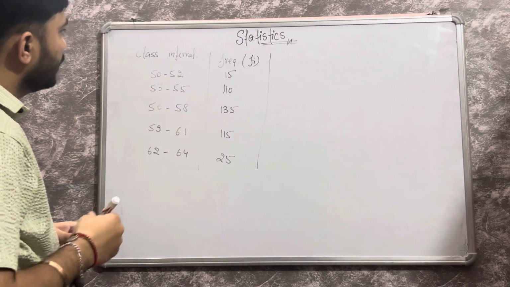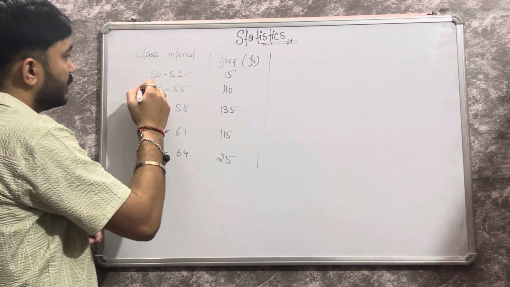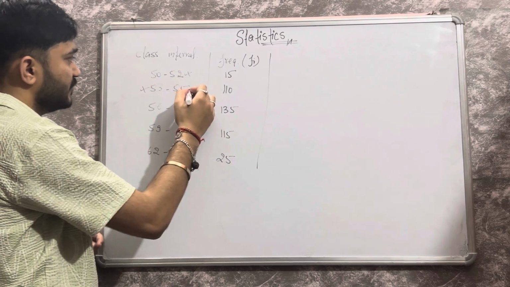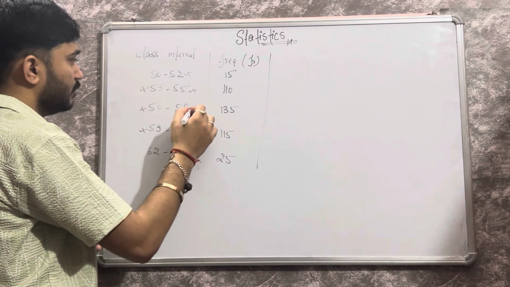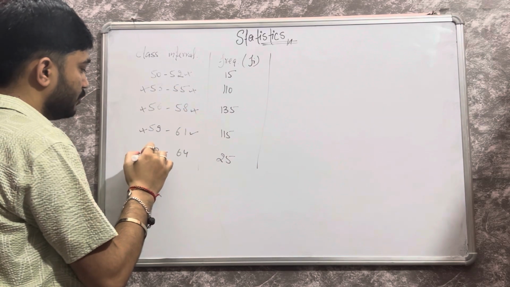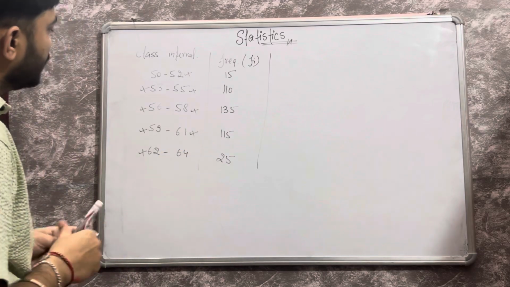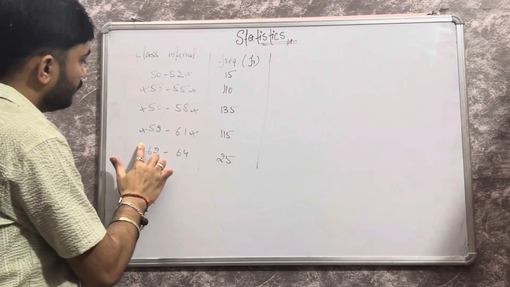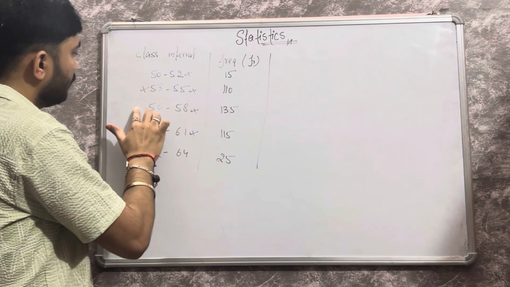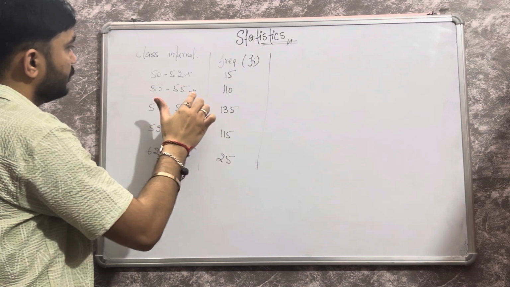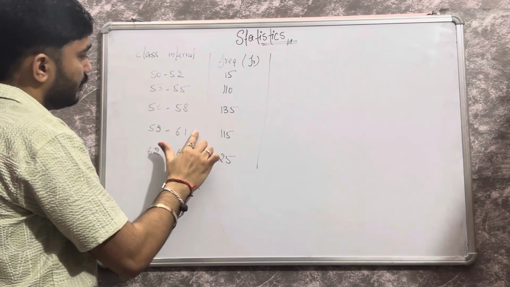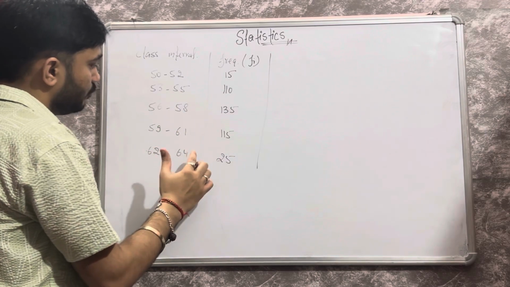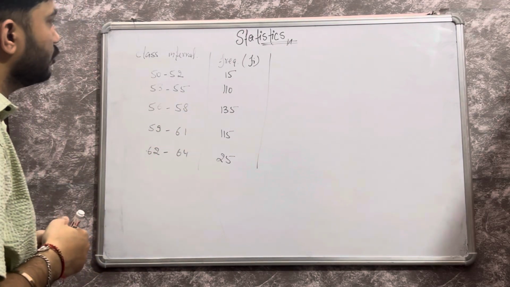In the class interval, you see that this value and this value are not the same. This value and this value are not the same. So the first task of this question will be that we have to make these values the same so that you get the middle value as you want.